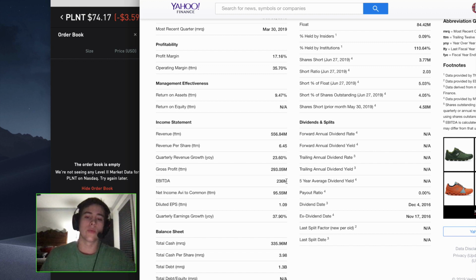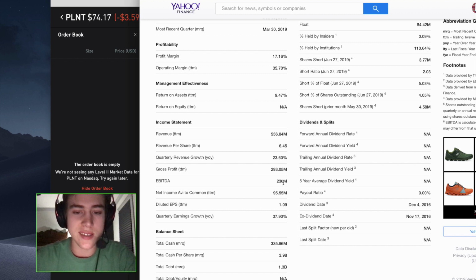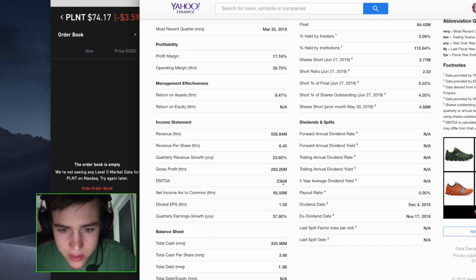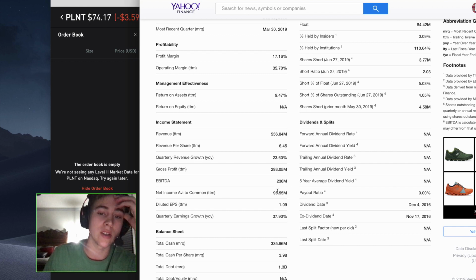The number I look for is I want my EBITDA to be at least 1/10 the value of the revenue. So the EBITDA right here is clearly far above 1/10 of the value of the revenue. I'd say it's 3 or 4/10 of it. Way higher, very good number. I like to see that.